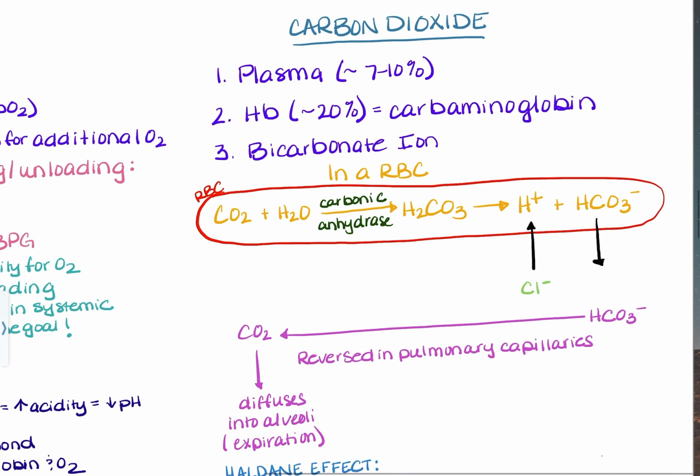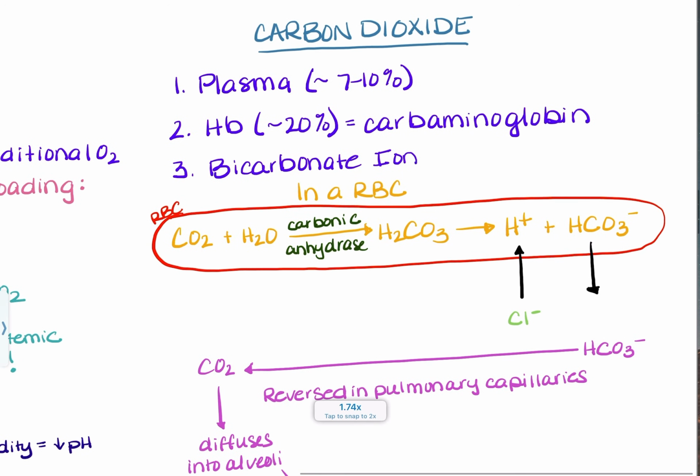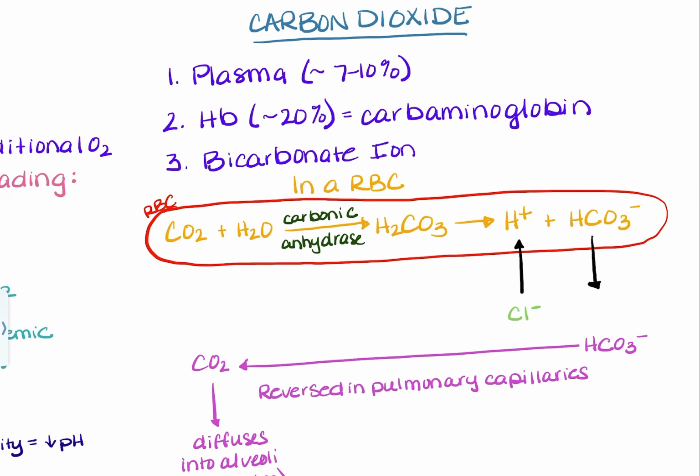Now we can move on to the transport of carbon dioxide. It can be transported in our blood in three different ways. We can have it in our plasma, not a whole lot, but higher than oxygen. Why? Because remember, carbon dioxide has a greater solubility in water. So about 7 to 10% of carbon dioxide is transported via the plasma. About 20% is bound to hemoglobin.